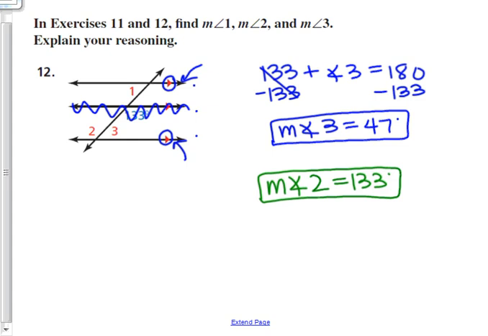And I know that this angle and this angle, 1 and 3, those are both interior angles. They lie on opposite sides of the transversal, so they're considered alternate interior angles. So there is a theorem that says alternate interior angles are congruent. So the measure of angle 1 has to be the same as the measure of angle 3. So that would mean that the measure of angle 1 is just 47 degrees, the same as 3.